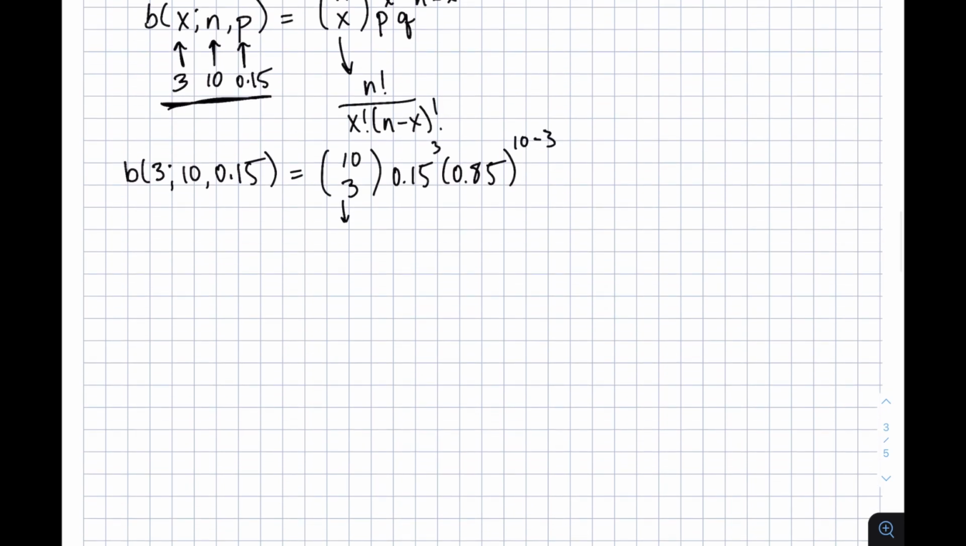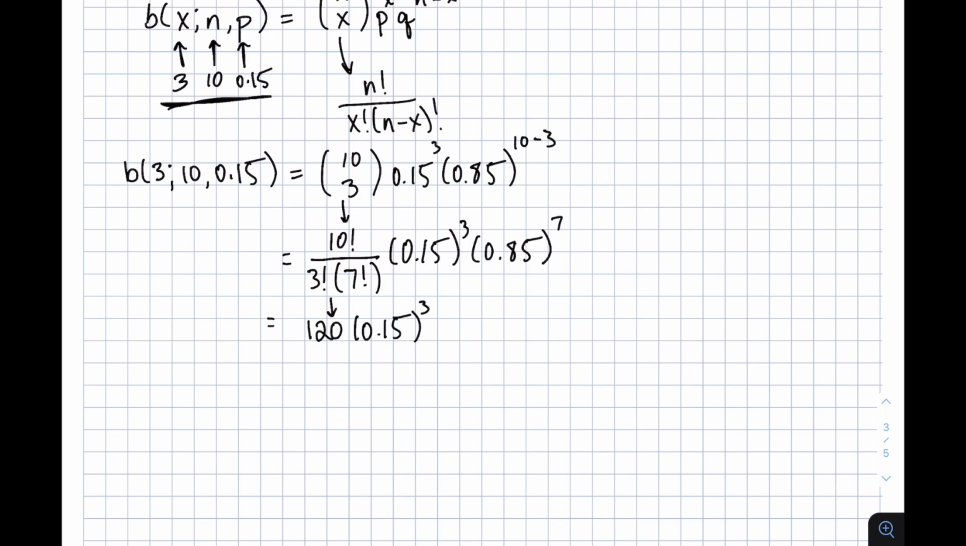This right here is 10 factorial over 3 factorial times 10 minus 3 factorial, which is 7 factorial, and then 0.85 to the 7. This can just be found with a calculator to be 120, and we can also use a calculator for the rest of the expression to find that it equals 0.13. This is our final answer.